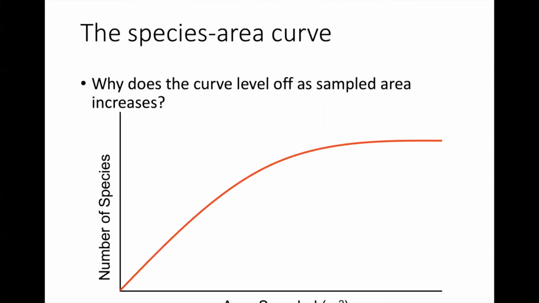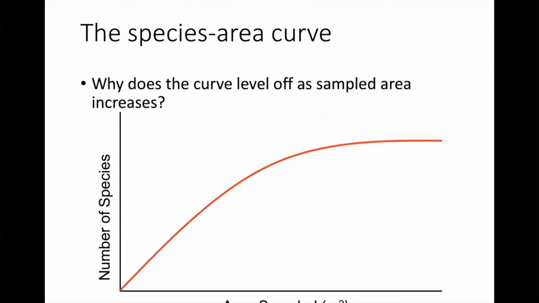Initially, with each new sample you take, you're going to get new species. And there's going to be some slope to that line. But eventually, once you've detected almost all the species that are there, adding new samples or adding new quadrats isn't going to gain you more species. You'll still get new individuals you never saw before, but they're going to belong to the same species that you already sampled. So that's why you start to get this curve.